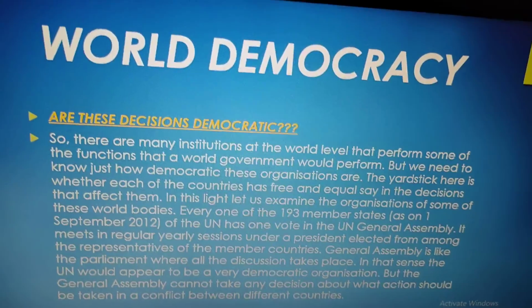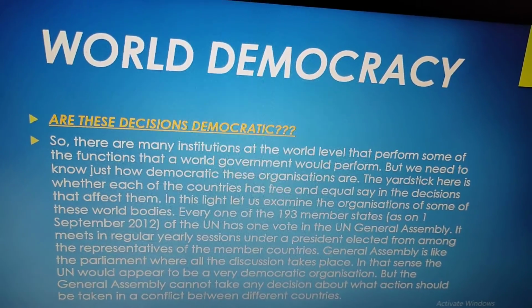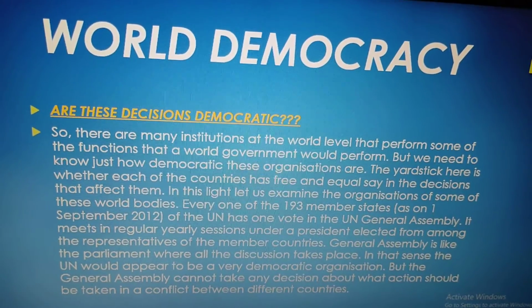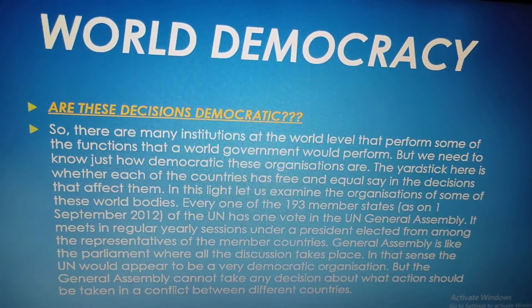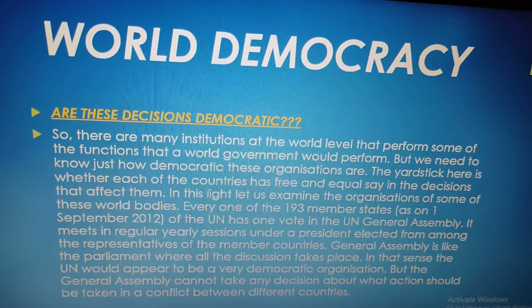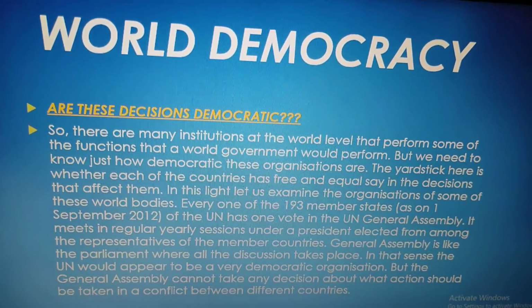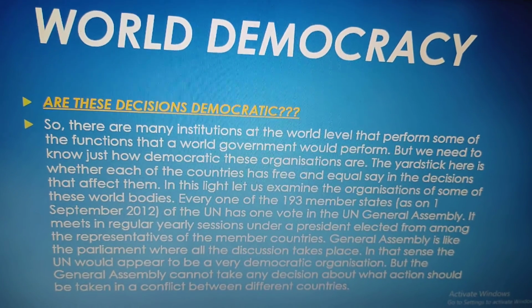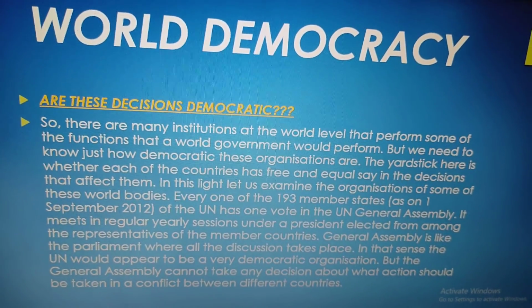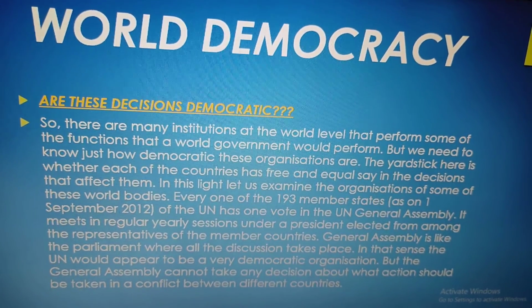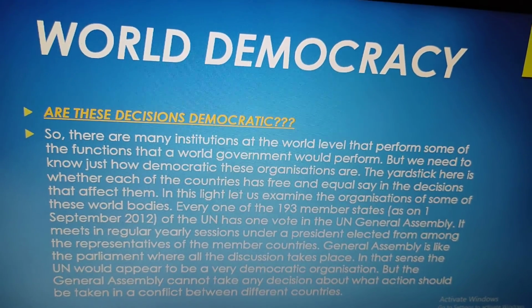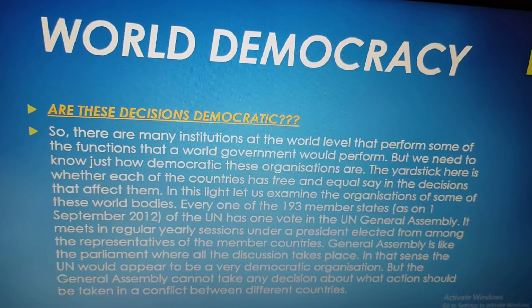In that sense, the UN would appear to be a very democratic organization. 193 countries are members, 193 countries have been given a right to vote, and 193 countries have an equal say in decision making. So from the outer view, it looks like a parliament, and it appears to be very democratic as well.